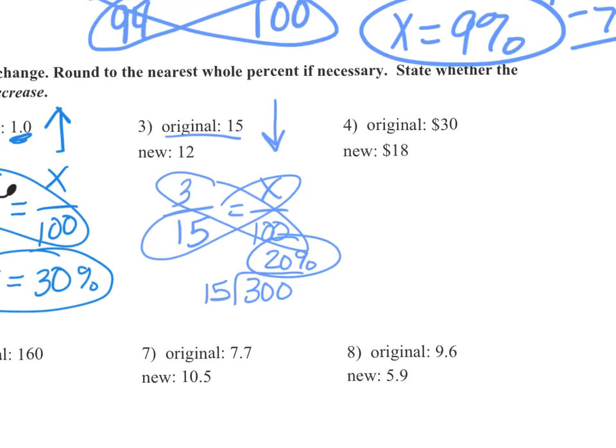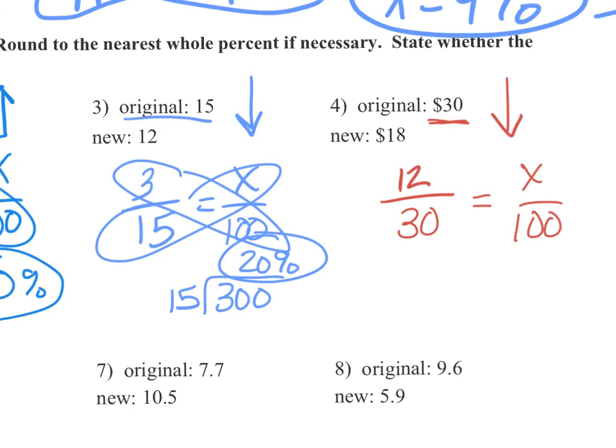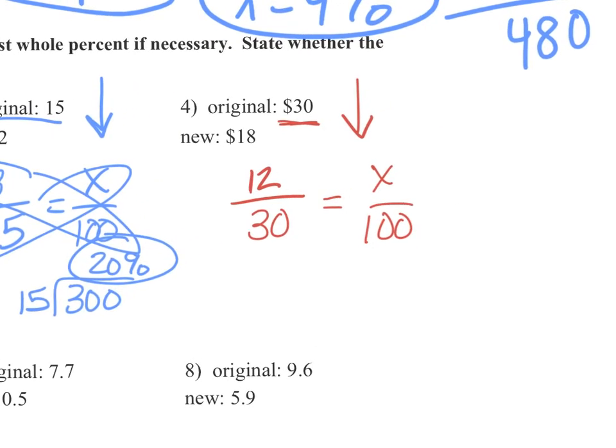Then number 4, the original was 30, the new was 18 dollars. So did that increase or decrease? Decrease. It decreased by how much? 30 minus 18. 12. So my change is going to go on top, and my original, 30, on the bottom, equals x over 100. Because I'm looking for what that percent is. What is the percent that it changed?